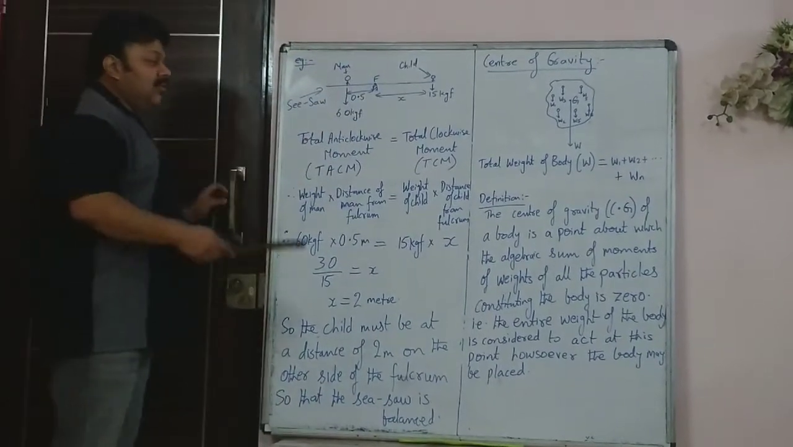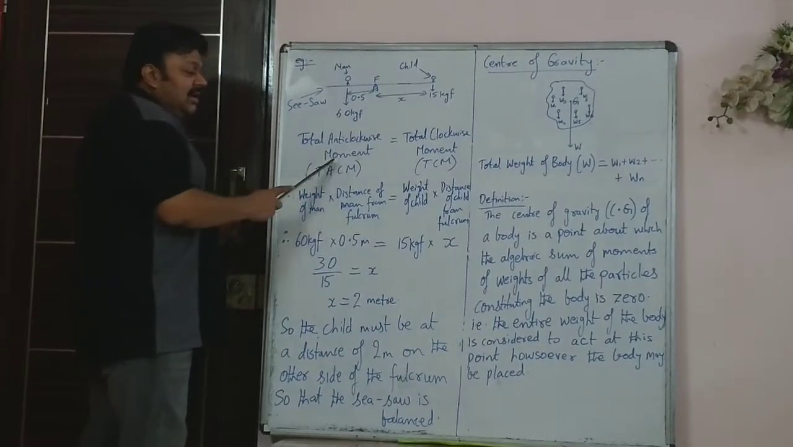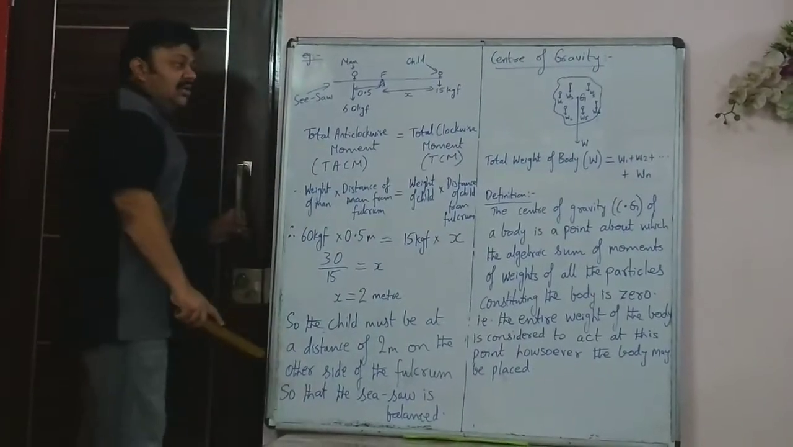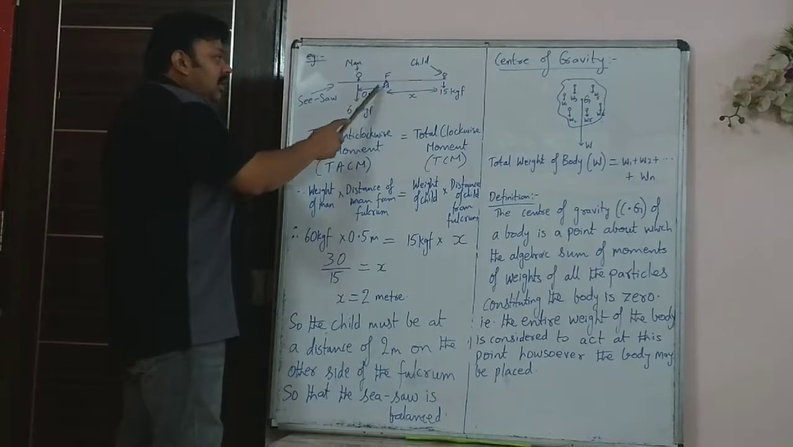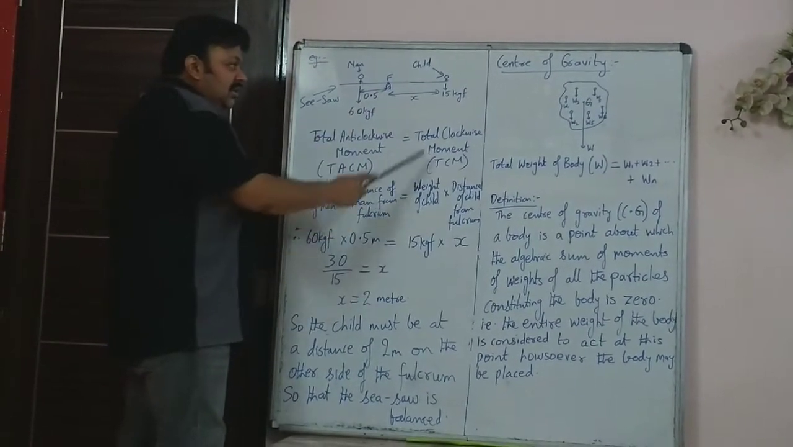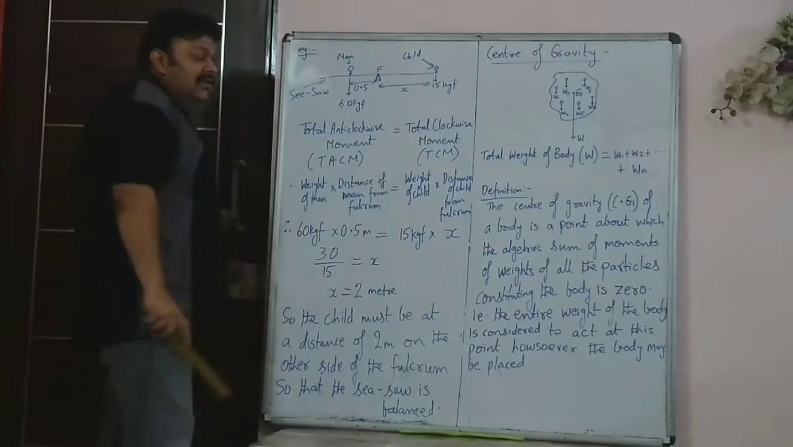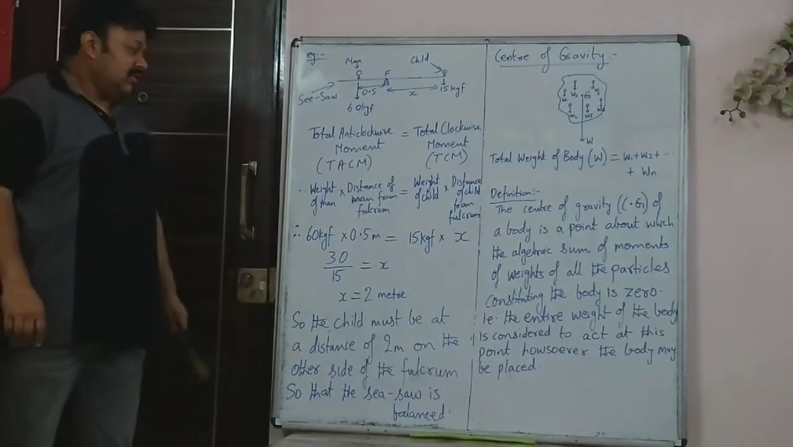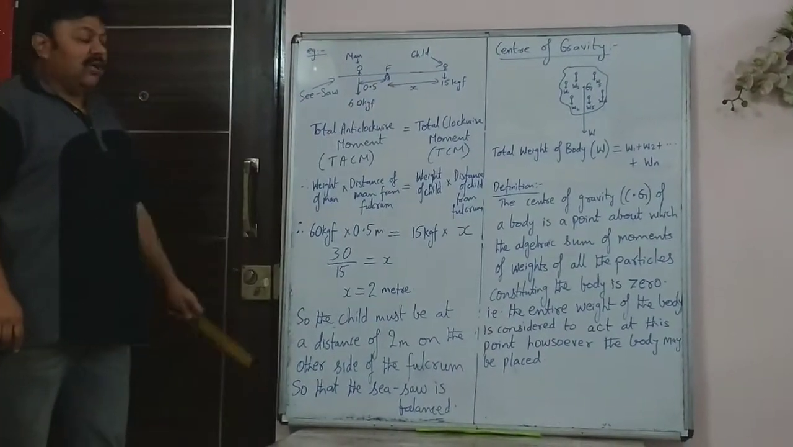By the principle of moments, we say total anti-clockwise movement, TACM, is equal to TCM, that is total clockwise movement. So weight of the man into the distance of the man from the fulcrum is equal to weight of the child into the distance of the child from the fulcrum, because moment of force is weight or force into perpendicular distance. So all distances will be measured from the pivot, that is the fulcrum.